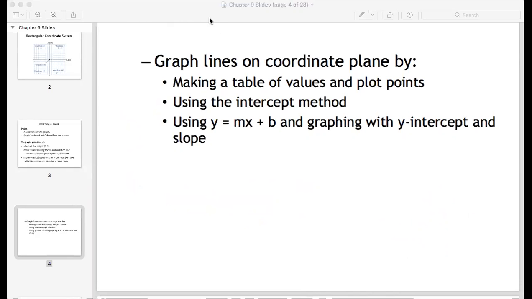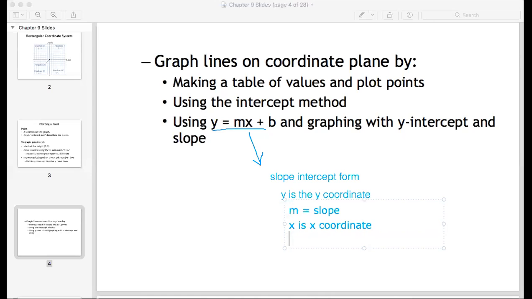And then the last thing that we're looking at is y equals mx plus b. This is a formula that many of you are probably familiar with, and you've probably used it many times. It's called slope-intercept form. Okay, where y is your y coordinate, m is your slope, x is your x coordinate, and b is the y-intercept.